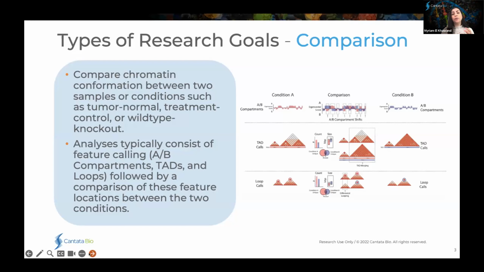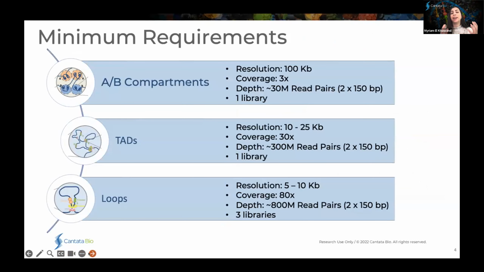So regardless of whether you're doing a comparison or a discovery research goal with your data, you're going to set up your experiment also taking into account the topological feature that you're after. If you're looking to call AB compartments, for example, you're looking at 100 kb resolution. That is usually attained with a 3x coverage of your genome that you can get to by 30 million read pairs, 2 by 150 base pair depth.